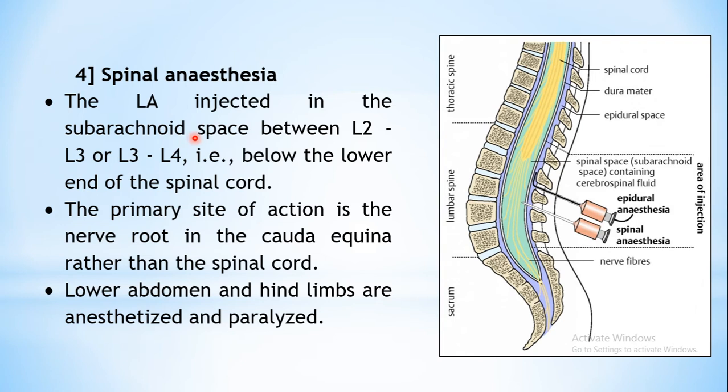So here, the subarachnoid space, specifically in between L2 and L3. Now L2 and L3 meaning the lumbar vertebrae, in between the second lumbar vertebra and the third lumbar vertebra, or in between L3 and L4, that is the third and the fourth lumbar vertebrae. So in between there somewhere the injection is given, so that your needle should penetrate into the subarachnoid region.